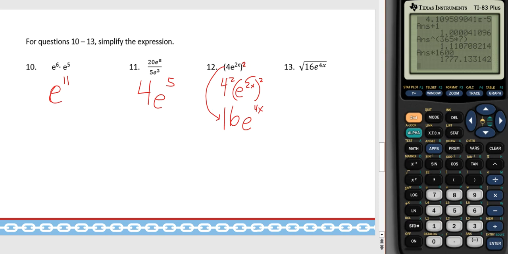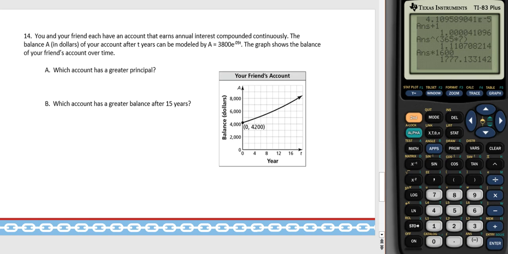For 13, we take the square root of everything inside. So square root of 16 is 4. I've done that. And then since this is a square root, there's a 2 implied right there. So we are going to divide the exponents all by 2. So e to the 4x becomes e to the 2x. So that is the exponent properties part of the quiz. And then we're going to close out with this problem about compound interest.